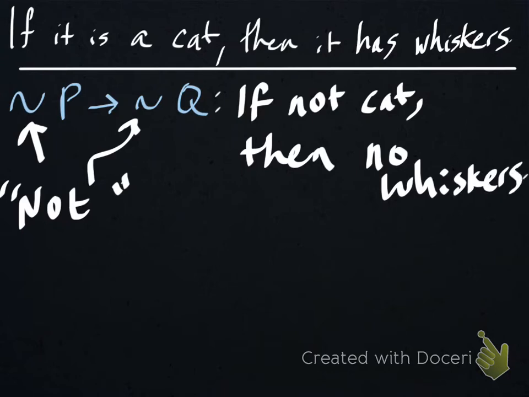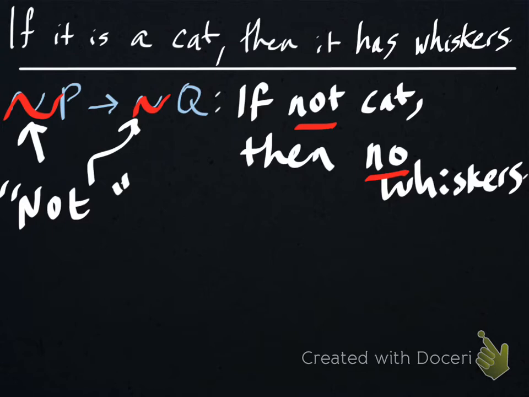So notice that we've maintained the overall order. Catness comes first and whiskerness sort of comes afterward, just like in the original at the very top. But we've added, of course, the idea of negation. We've added the negative portion of it. Not P implies not Q. So looking at the statement again in terms of its actual meaning, what is it trying to convey?